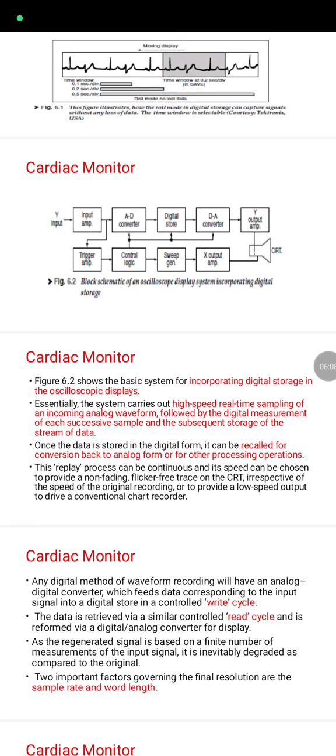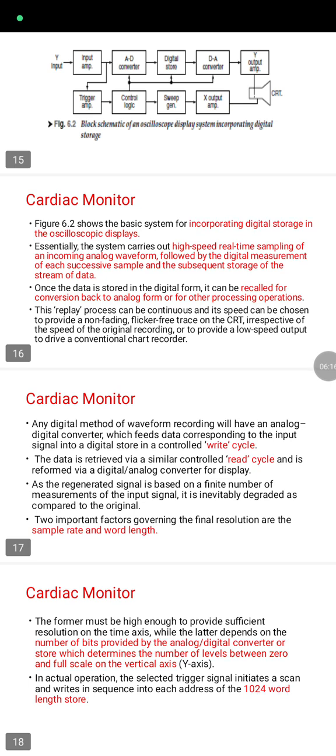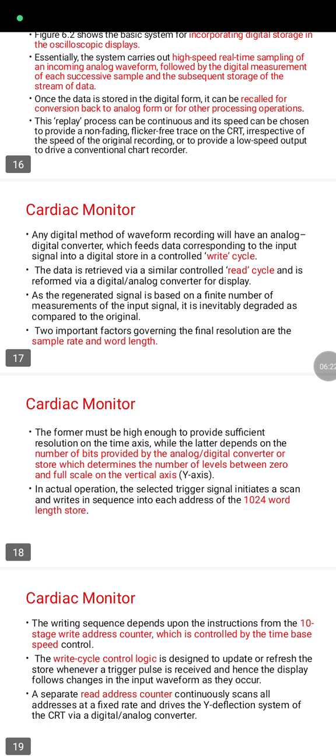This block diagram shows the components in a cardiac monitor which incorporate digital storage in the oscilloscope displays. Any digital method of waveform recording will have an analog to digital converter, which feeds data corresponding to the input signal into a digital store in a controlled write cycle. The data is retrieved through a small controlled read cycle and is reformed through a digital to analog converter for display. Two important factors governing the final resolution are sample rate and word length.